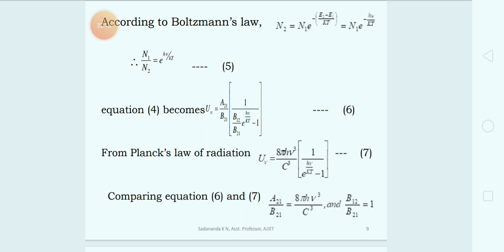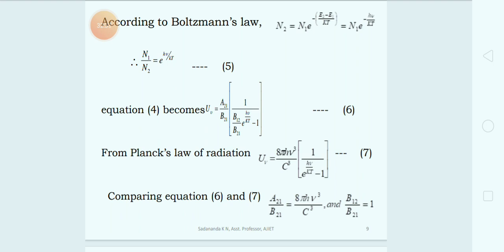Now let us compare this expression with Planck's law of radiation, that is u nu equal to 8 pi h nu cube by c cube open bracket 1 by (e power h nu by KT minus 1) close bracket, equation number 7. Please think of this, it is the one equation which we have discussed under quantum mechanics.